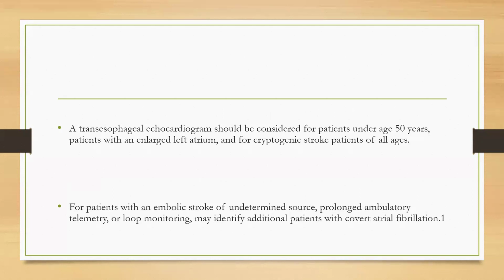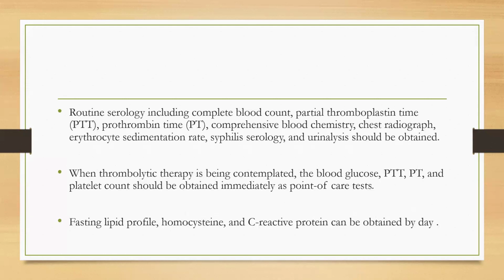For patients with embolic stroke of undetermined source, prolonged ambulatory telemetry or loop monitoring may identify additional patients with covert atrial fibrillation. Routine serology, including complete blood count, partial thromboplastin time, prothrombin time, comprehensive blood chemistry, chest radiograph, erythrocyte sedimentation rate, syphilis serology, and urine analysis should be opted. When thrombolytic therapy is being contemplated, the blood glucose, PTT, prothrombin time, and platelet count should be obtained immediately as a point of care test.